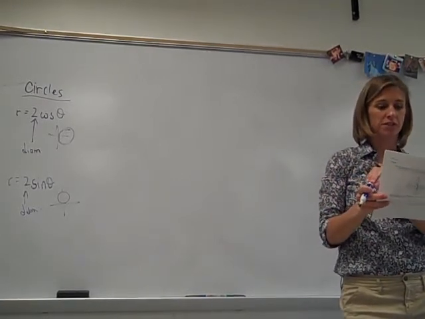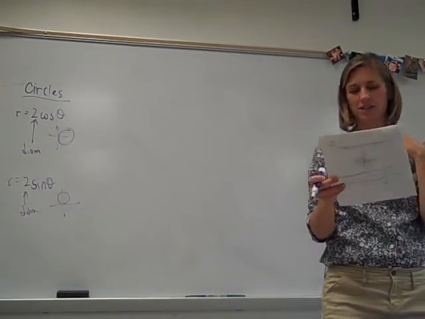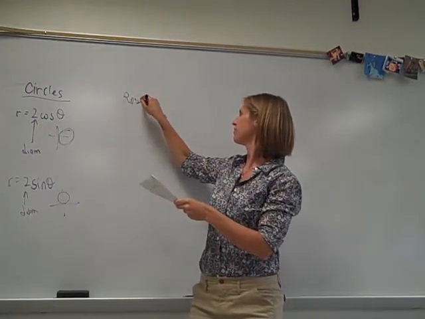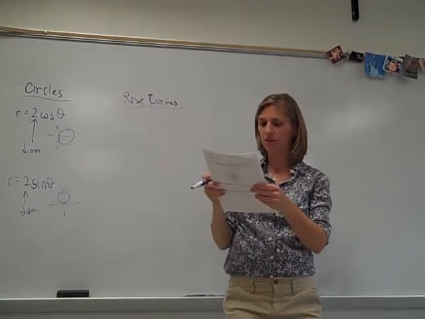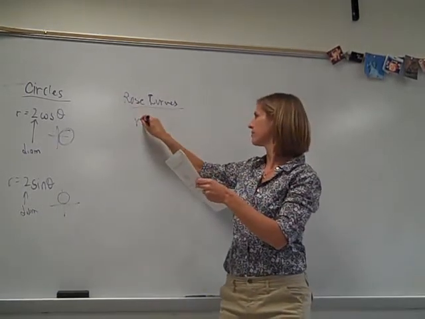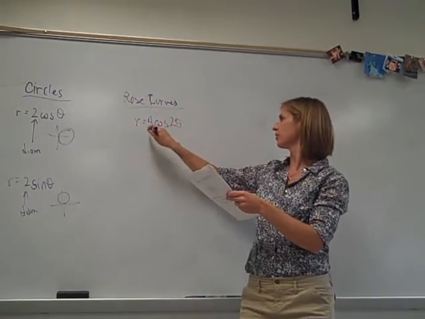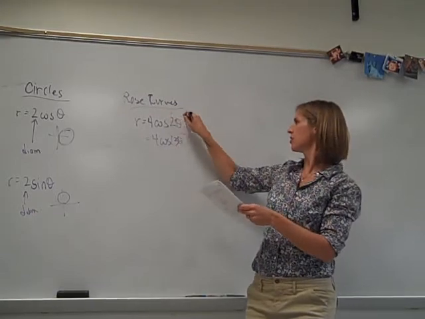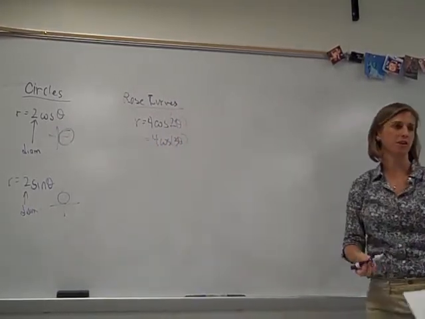Rose curves were, I think, tricky to figure out, and I know we said it together in class at one point, so people kind of know what the deal is. For rose curves, we've got 4 cosine 2 theta, or 4 cosine 3 theta. So instead of a 1 in front of the theta, it's a 2 or a 3 or whatever.